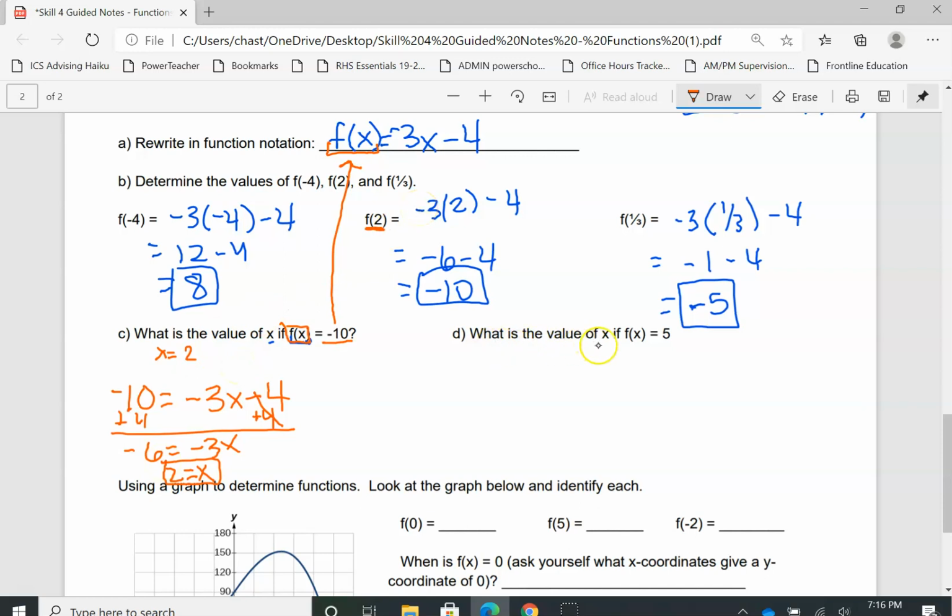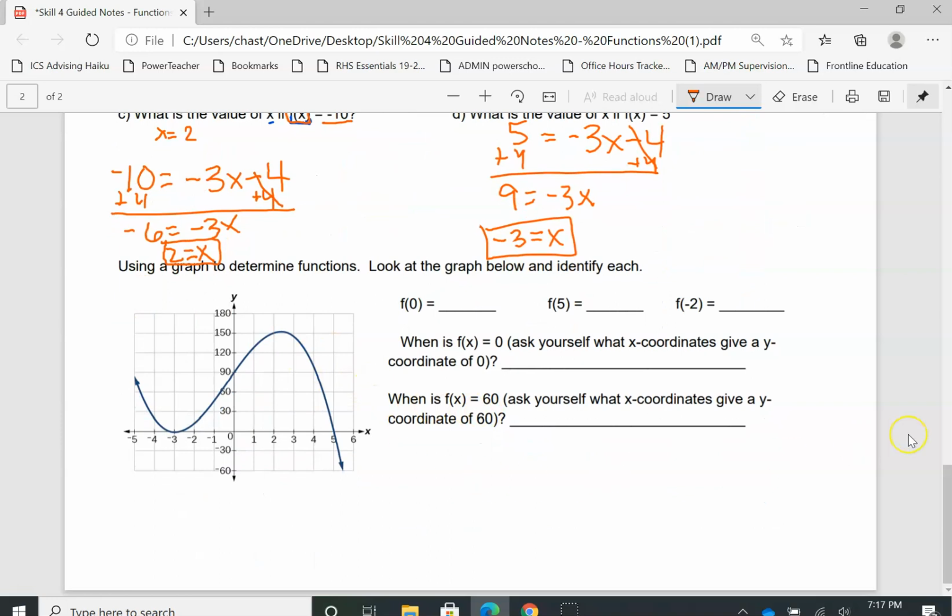So if I look at the next one, what value of x allows f(x) to equal 5? That means we're replacing f(x) with 5. So it'll go 5 equals -3x minus 4. So solving this out, we would get an x value of -3. And if you were to go the other way, if you plugged in -3 for x, -3 times -3 is +9, and then 9 minus 4 is 5, which is what we wanted to end up with.